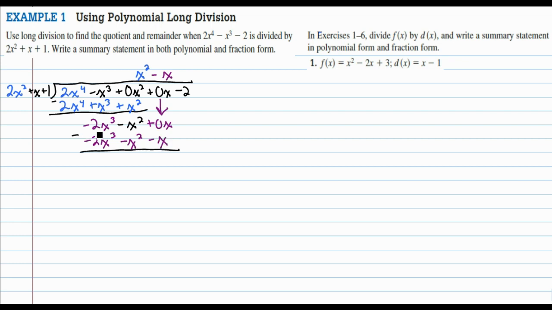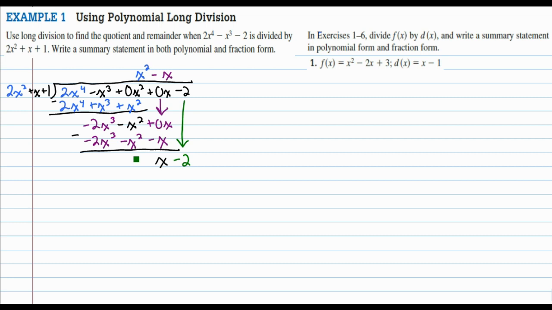Now comes the subtraction. Negative 2x cubed minus negative 2x cubed is 0. Again, exactly how it should be. Negative x squared plus x squared is also 0. Interesting. Now, 0x minus negative x is positive 1x, and I am going to drop down yet another term, negative 2.